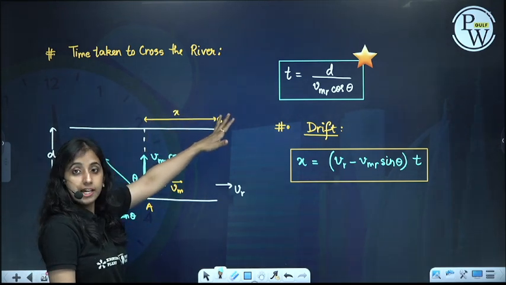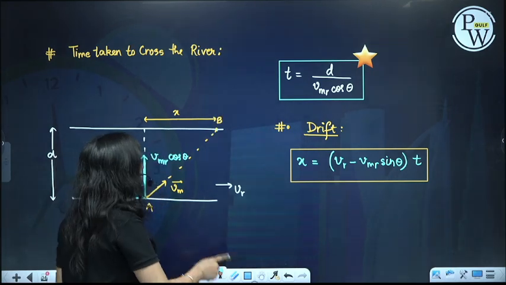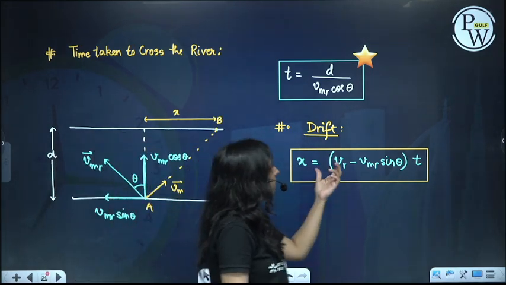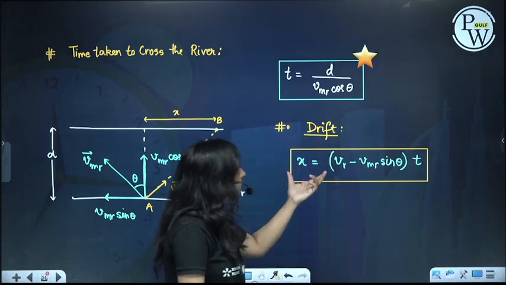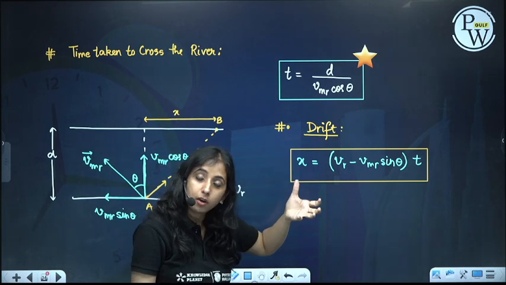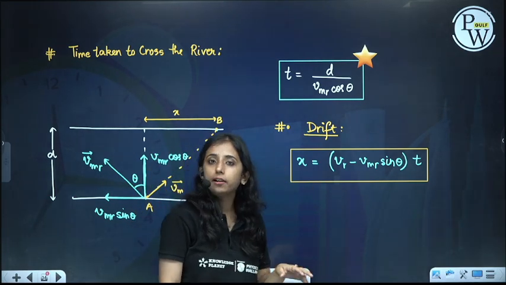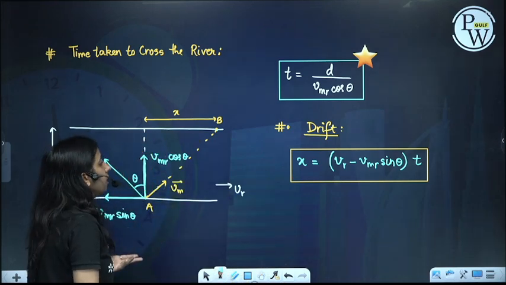It means it reached over here. After how much time will it reach? Time taken to cross the river. So we will have drift equal to x, which is equal to (VR minus VMR sin theta), the net velocity in x, into the time taken to obtain that drift. Okay, time taken to cross the river.